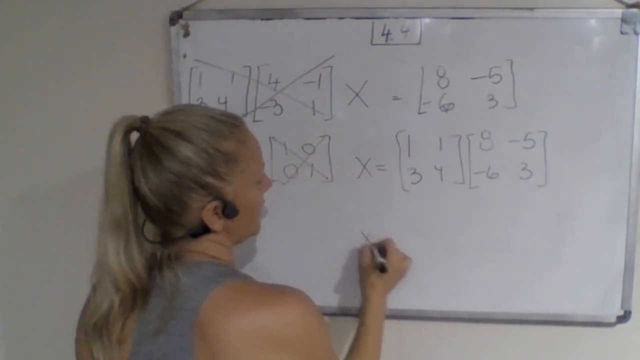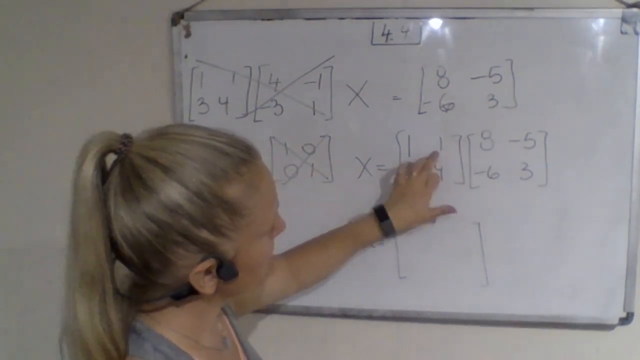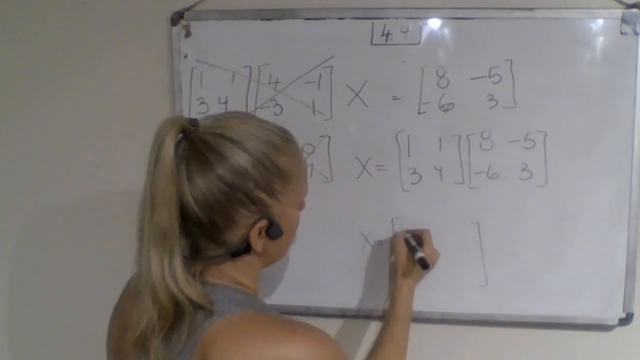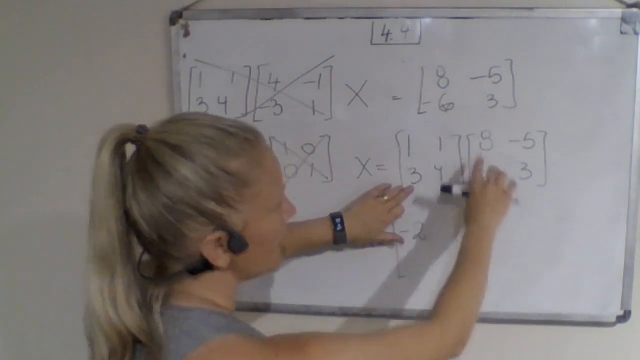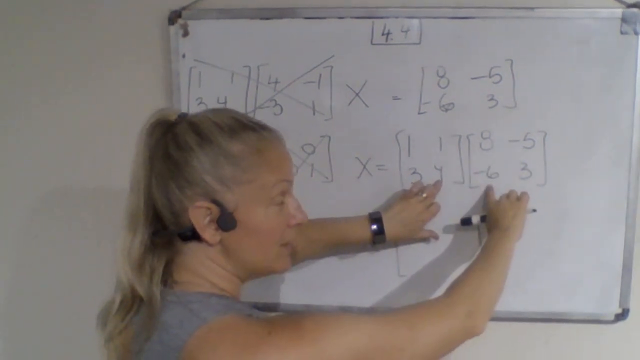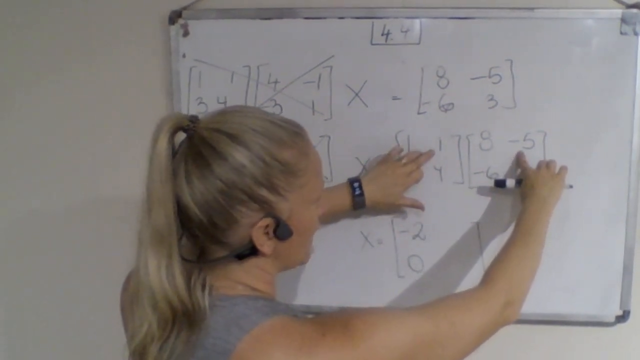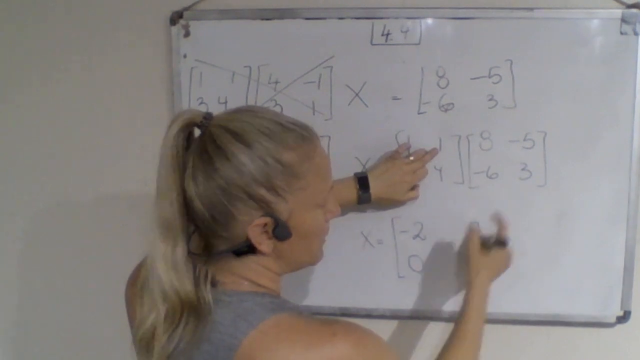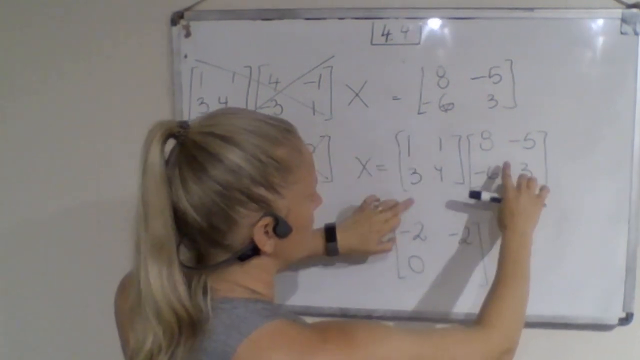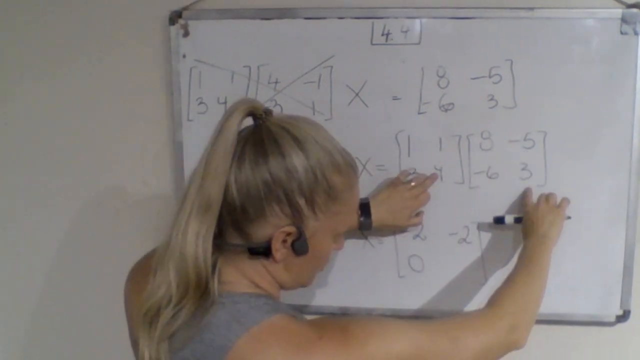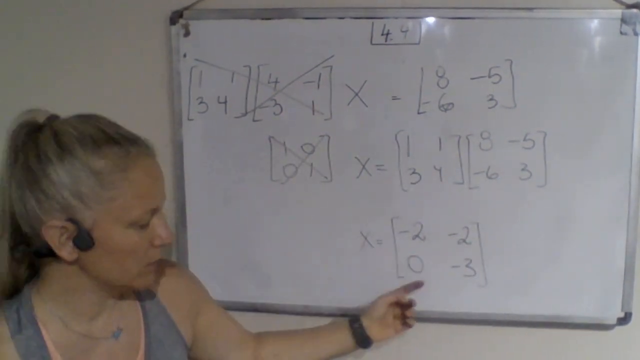Okay, that goes away. X becomes, now we can do the math on it the right way. 1 times 8, 8, plus 1 times -6. This becomes a -2, right? 3 times 8, 24, plus 4 times -7. 24 plus -24 becomes a 0. 1 times -5, -5, plus 1 times 3 gives me a -2, correct? And then -15 plus 12, a -3. And my matrix that I'm looking for is -2, -2, 0, and -3.